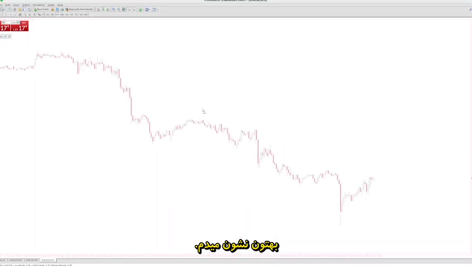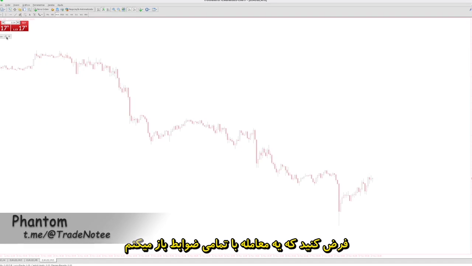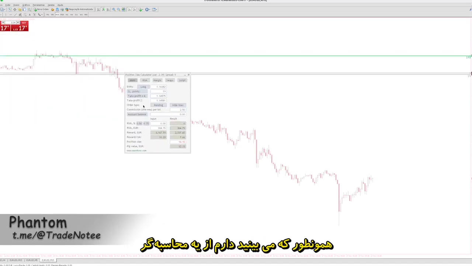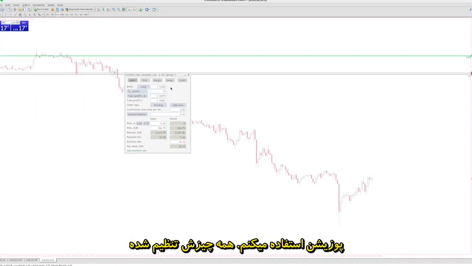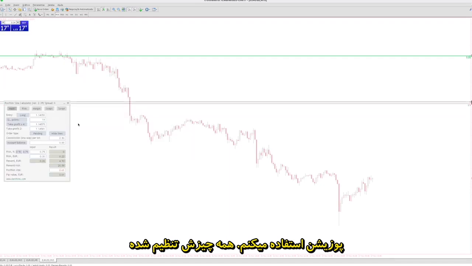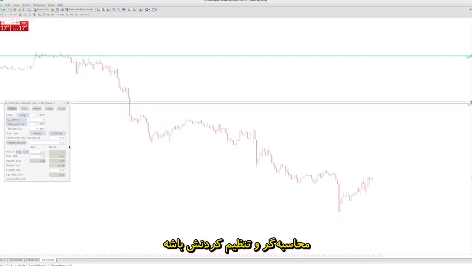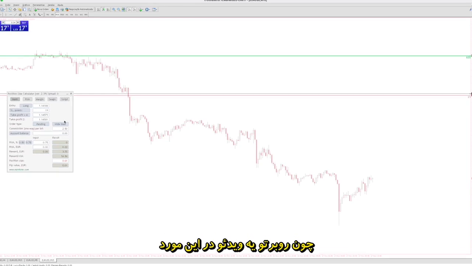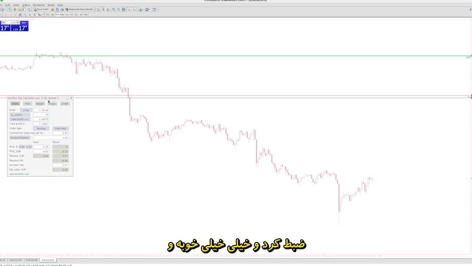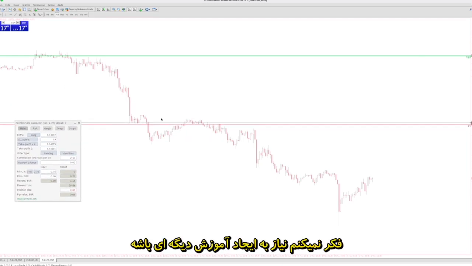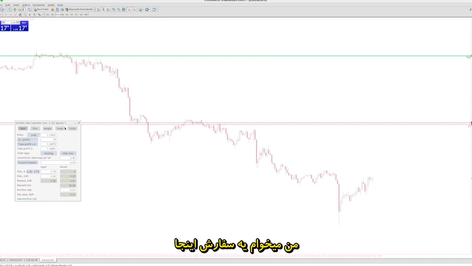So let's pretend I'm opening a trade with all the criteria. As you see, I use the position size calculator. It is all set up. This is not going to be a video to go through the position size calculator and how to set it up, because Roberto already did a video of that, and it's very, very good. I don't think there is the need to make another one.